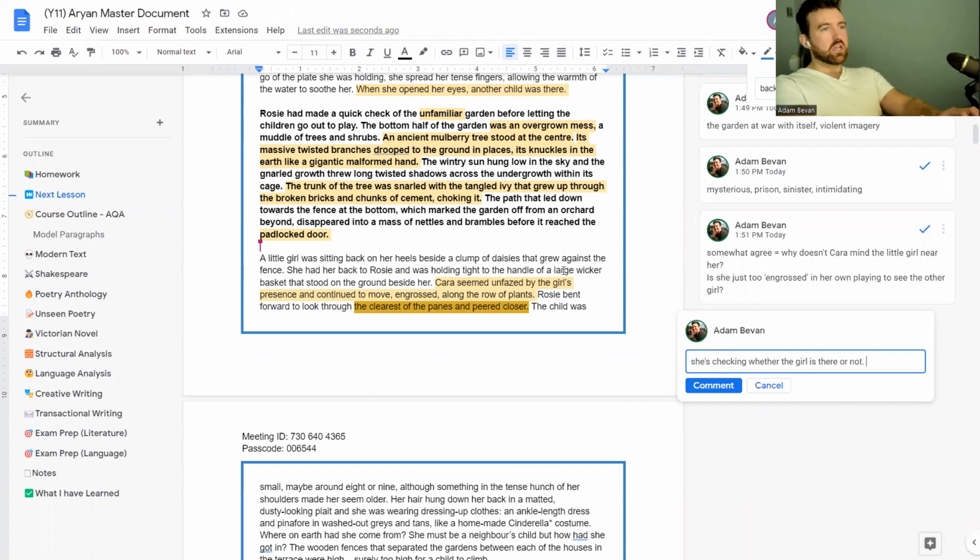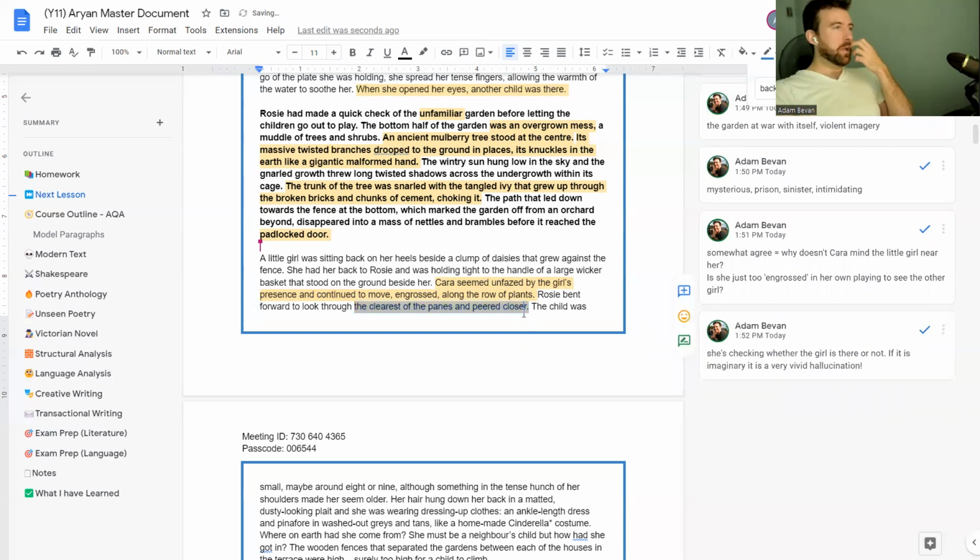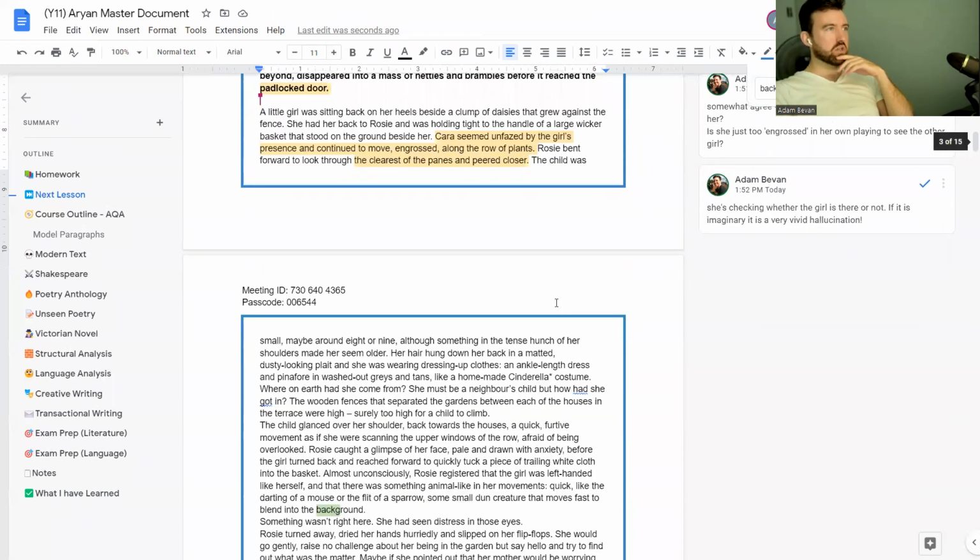So if it is imaginary, it is a very vivid hallucination. The idea that she can see it that clearly seems to me to be less likely that it's in her mind, because normally when people hallucinate things, fortunately I haven't really ever experienced this, so I'm not exactly sure, but I don't think that it's normally vividly real like that. Maybe it is, I'm not sure.